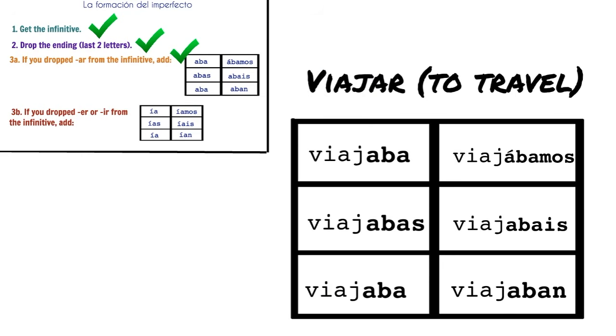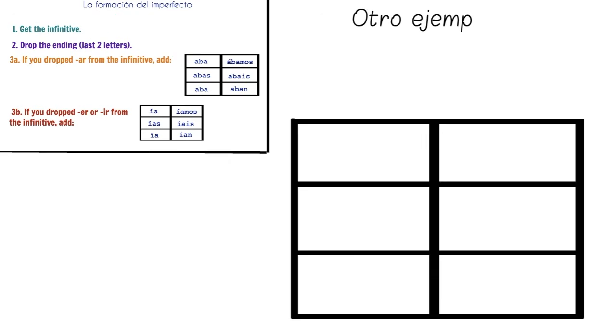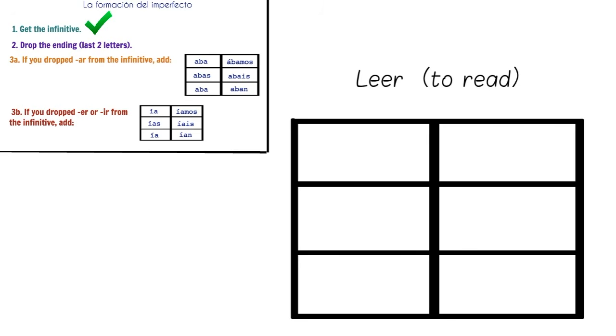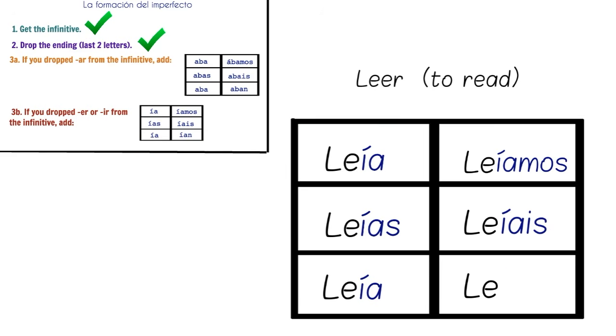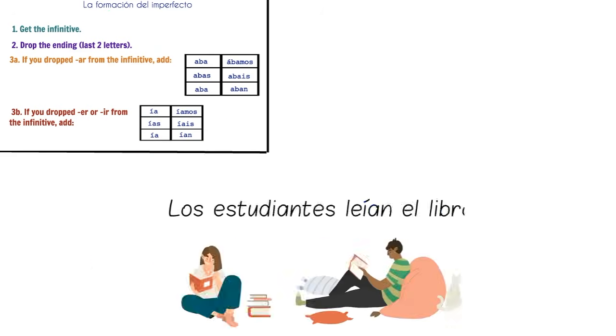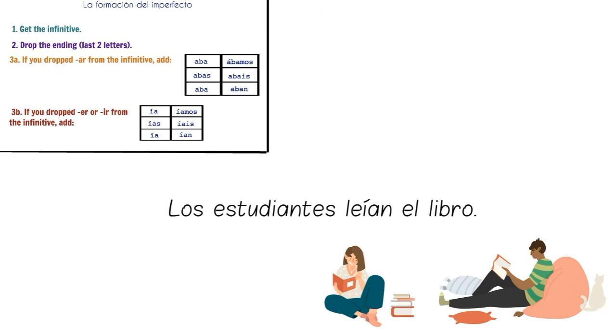Yo viajaba, I was traveling, or I would travel habitually. Let's do another example. Leer means to read. Step 1. Leer. Step 2, le. Step 3, in this case 3b, leía, leías, leía, leíamos, leíais, and leían. So, los estudiantes leían el libro would be the students were reading the book.